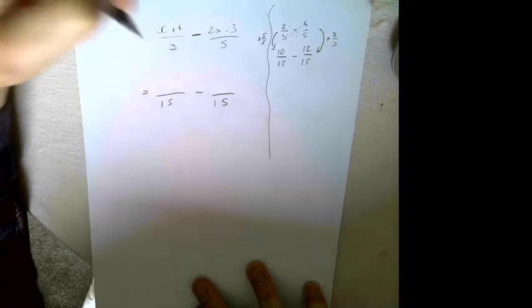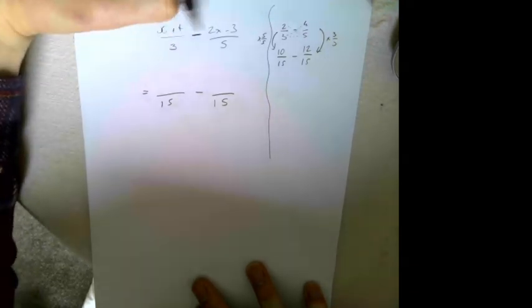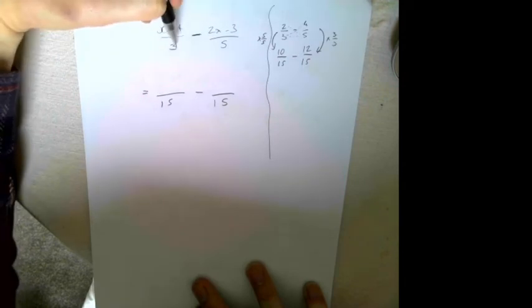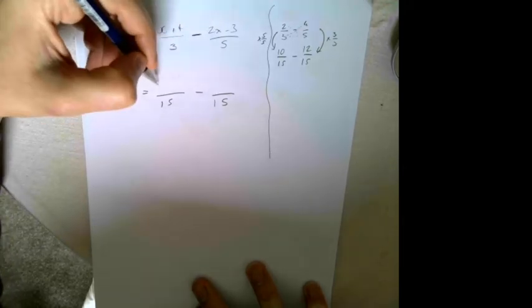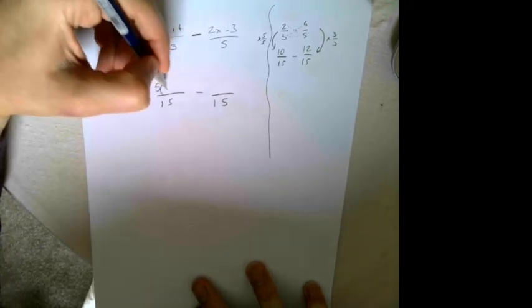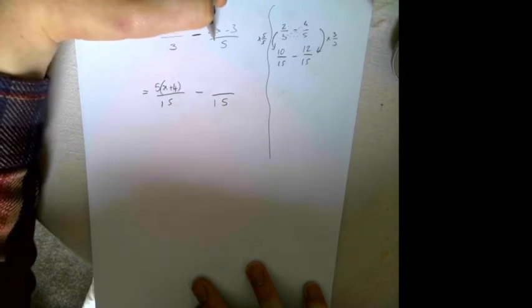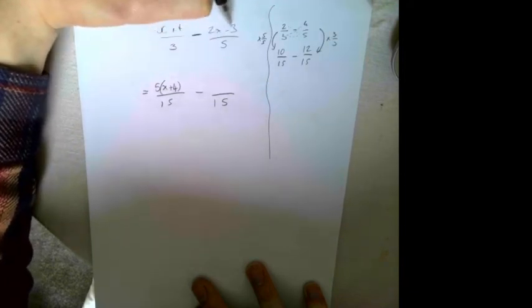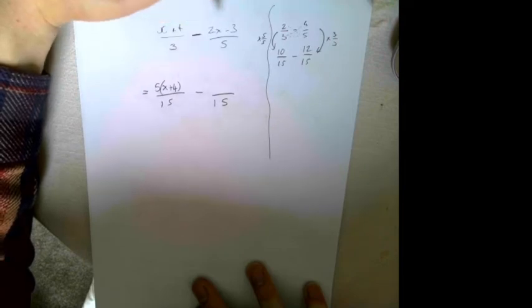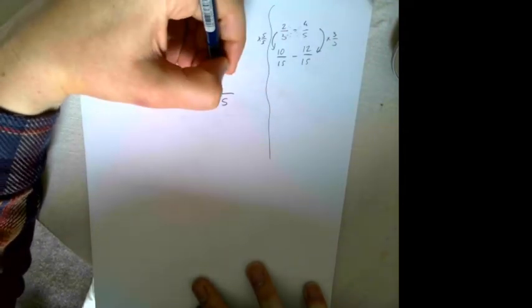What are the numerators going to look like though? Well, let's look at it in the same way. We can either think of how we got this 3 as we multiplied it by 5, and so this numerator is also going to multiply by 5, and I'm going to get 5 lots of x plus 4. And we can think of this 5 as being the result of multiplying by 3, and so I'm also going to have to multiply the numerator here by 3 and get 3 lots of 2x minus 3.